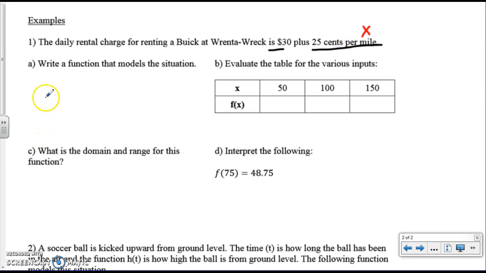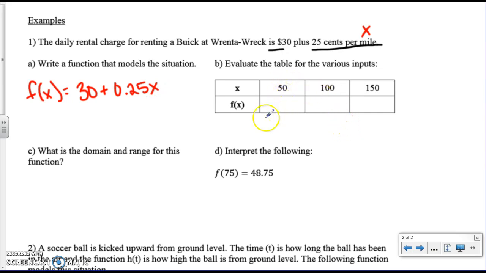Okay, so it makes it pretty easy to write this out. My function is f of x equals, the $30 doesn't have the word per with it, so that's just a flat rate, it's not going to change. And then 25 cents is 0.25 times x. Okay, so there's our function.